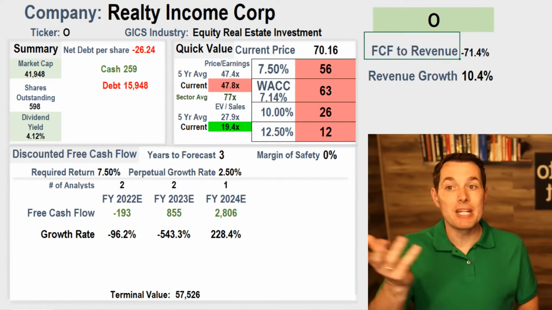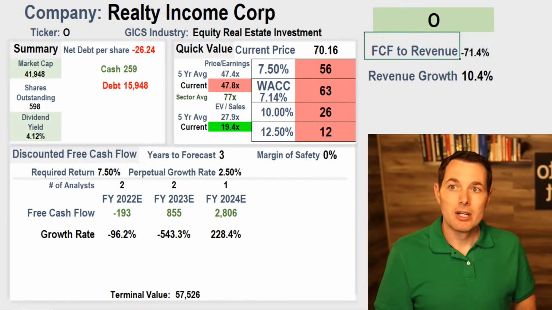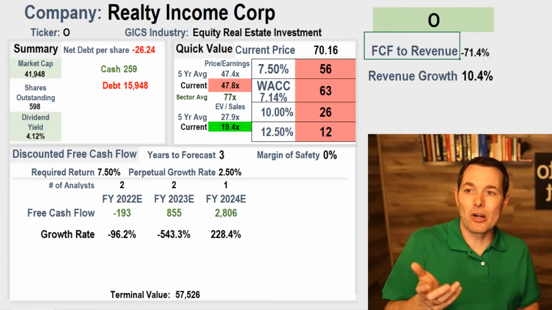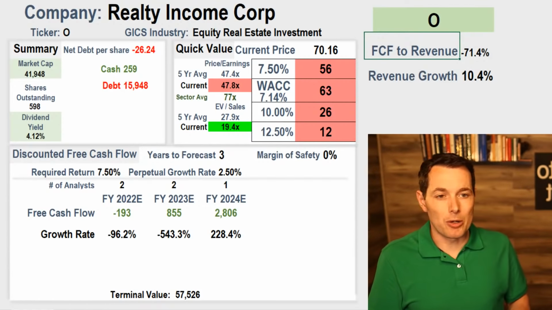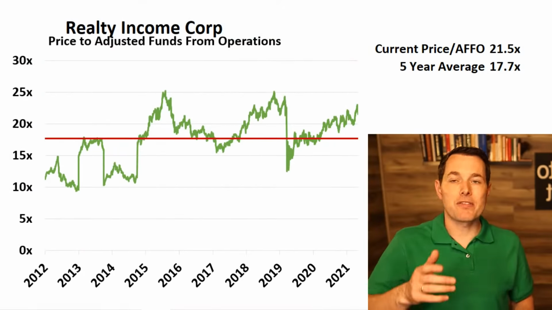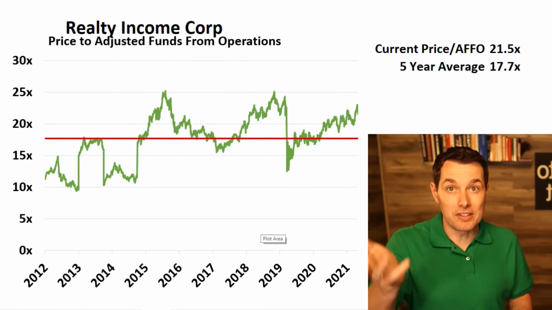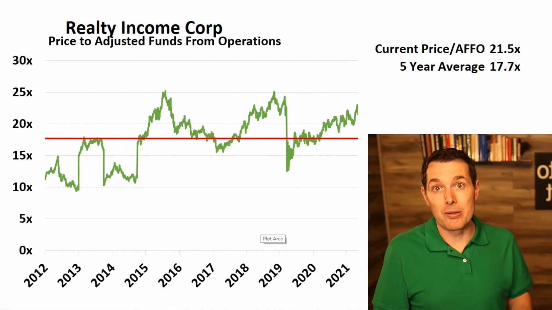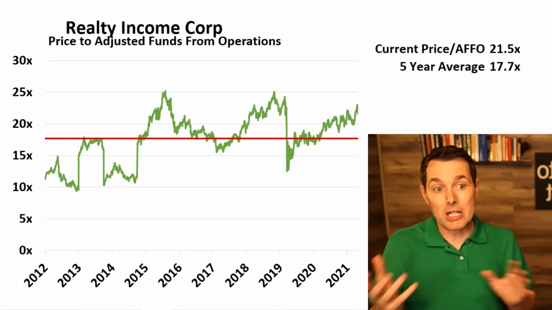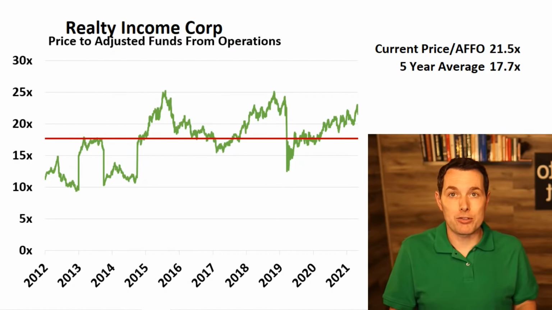Or Realty Income. Yeah, same thing, same general concept. You do have some analyst estimates here. I just don't think that free cash flow is going to work the same way. Price to adjusted funds from operations. Realty Income, in this example, looks overvalued. So in between those two, Simon Properties might be the more interesting one.